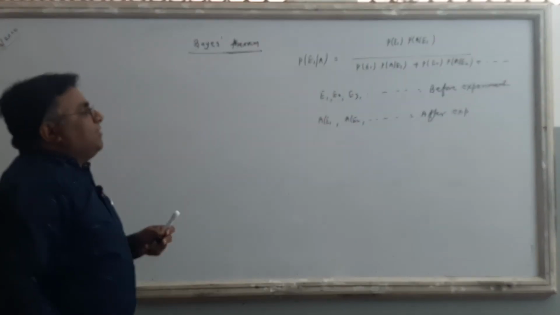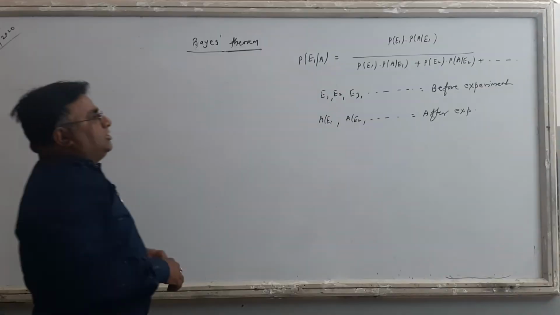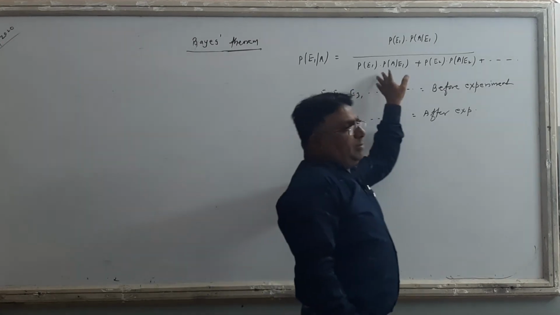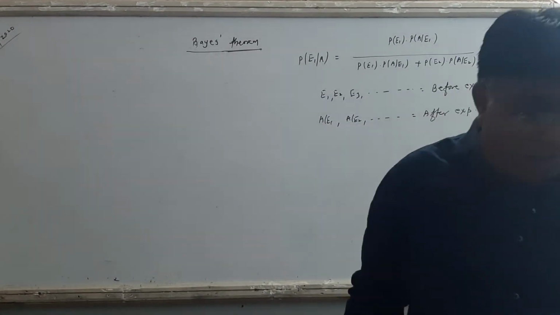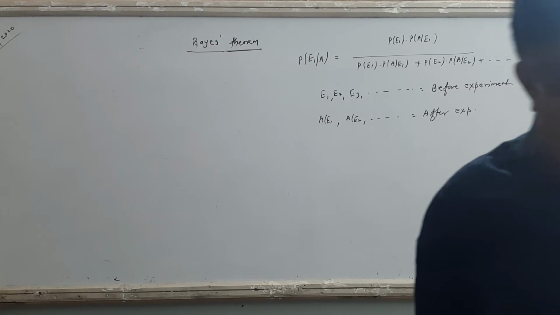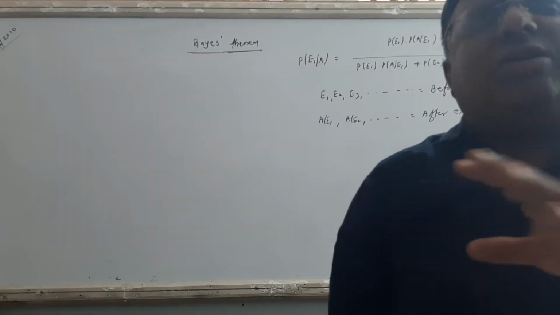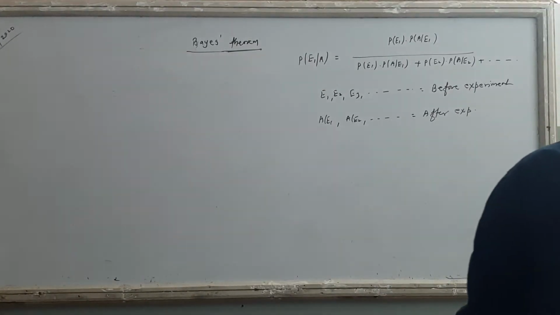This formula is very, very important. Only the first question depends on total probability: P of E1 into P of A by E1, P of E2 into P of A by E2, P of E3 into P of A by E3. All questions are very, very important. There is no question that has not come in the board exams.